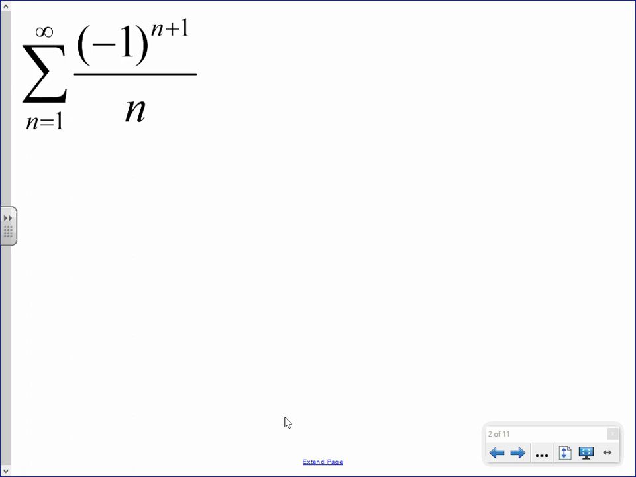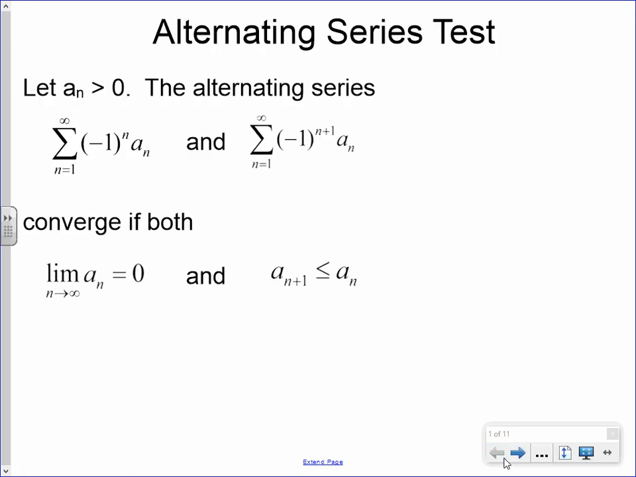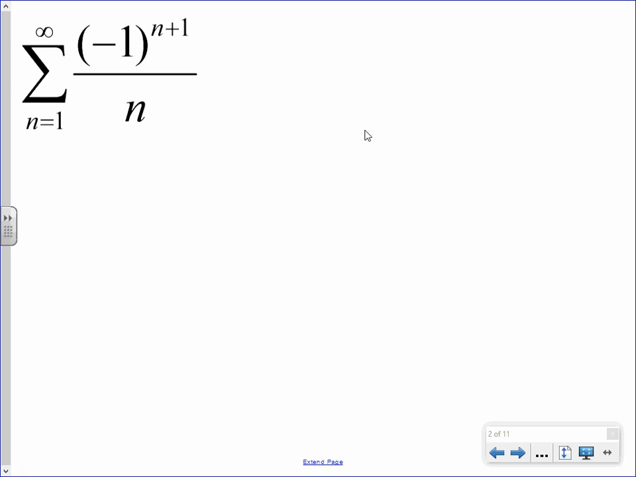Okay. So I'm going to flash back here. When I say a sub n, does a sub n include the -1 piece? No. What we need to show is the piece that is not alternating. We need to show that the limit is 0 and it is decreasing. So, first of all, we need to look at the limit as n approaches infinity of 1 over n. What is it? 0. Woohoo! Okay.